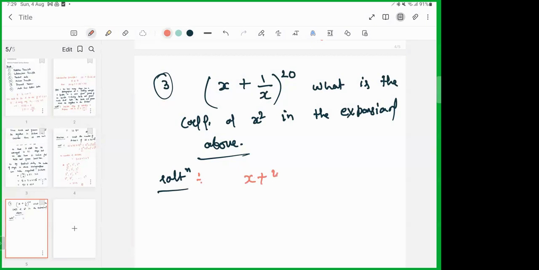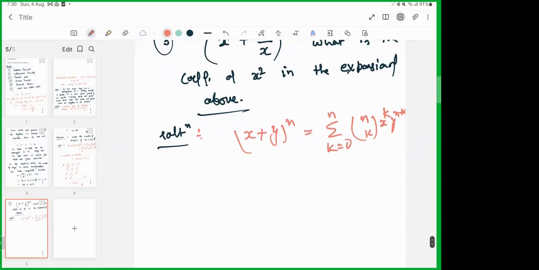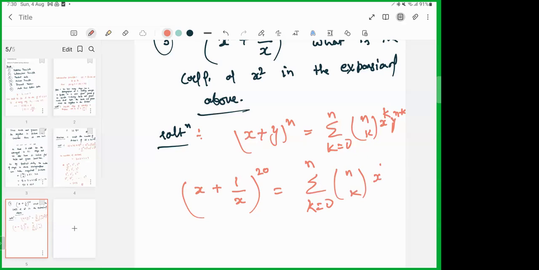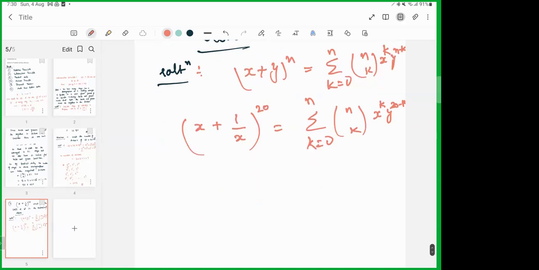The binomial theorem says that (x plus y) to the power n is the summation, k running from 0 to n, of n choose k, x to the power k, y to the power n minus k. So for x plus 1 upon x to the power 20, this will be the summation k equal to 0 to 20 of 20 choose k, x to the power k, times 1 upon x to the power 20 minus k.